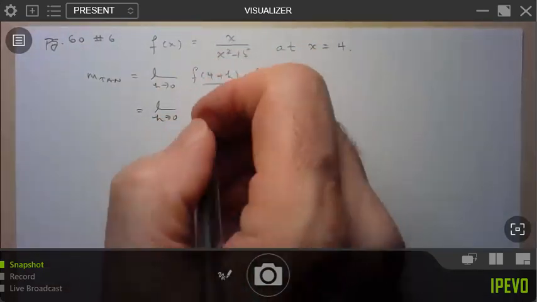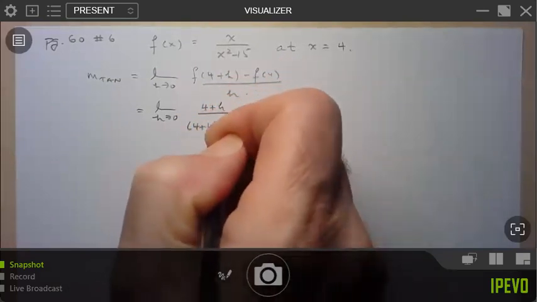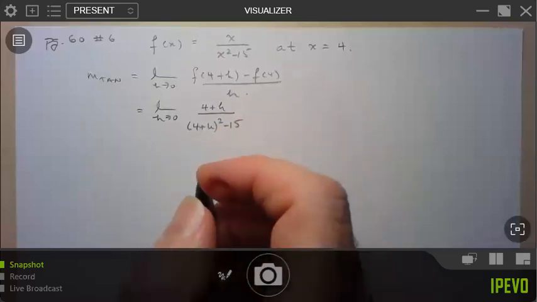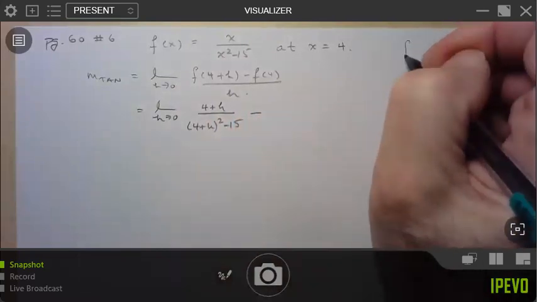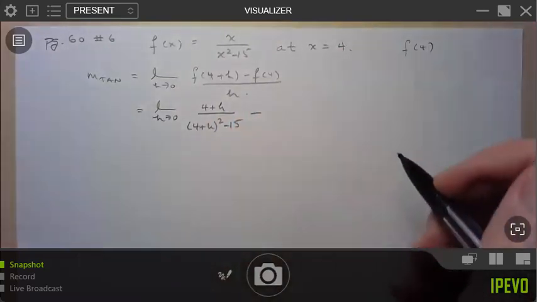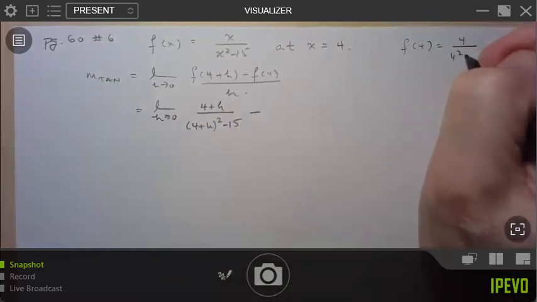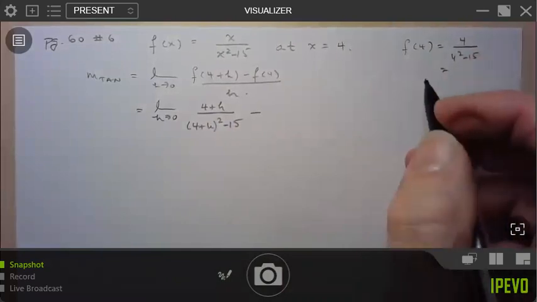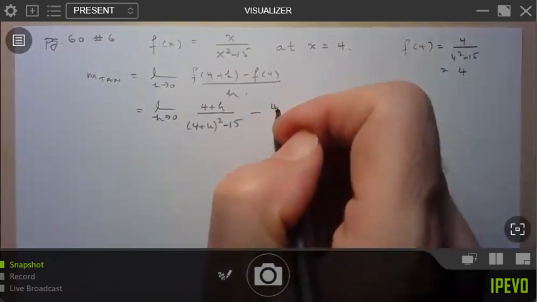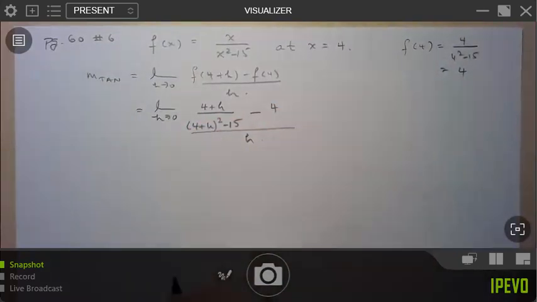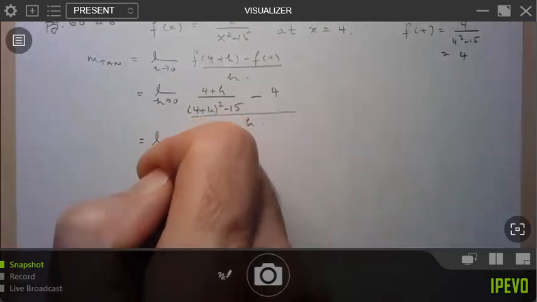So here we've got 4 plus h over 4 plus h squared minus 15. Okay, minus f at 4. And I'll calculate f at 4 here so I don't have to waste another line. All right, so what do we have? We have 4 over 4 squared minus 15, which actually works out pretty nicely because it's just 4 over 1. So there we go. And of course, all over h. So we got kind of lucky there. We got a nice number to work with.